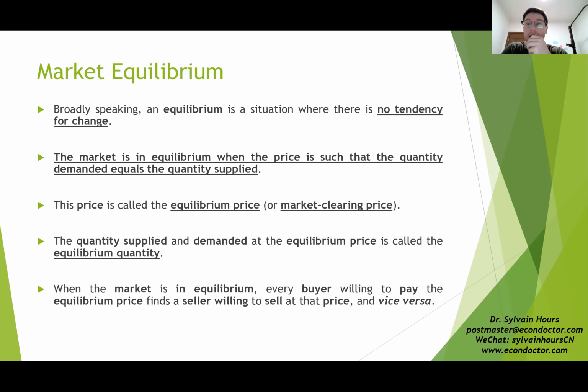That means that every buyer who's willing to pay the market price, the equilibrium market price, finds a seller. Okay, so is able to buy the quantity that it desires. And every seller willing to sell a certain quantity at the equilibrium price is able to find buyers willing to purchase that quantity. Okay, so basically everyone is happy. There is no quantity that is unsold, or there is no shortage, as we will see. So everybody is happy when we have the market in equilibrium.